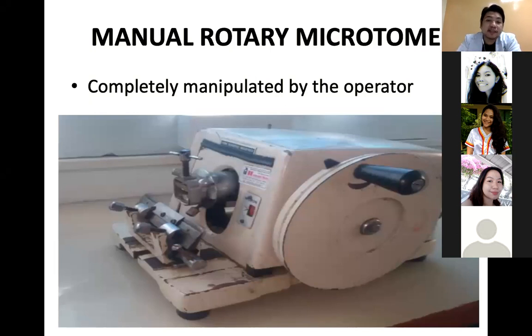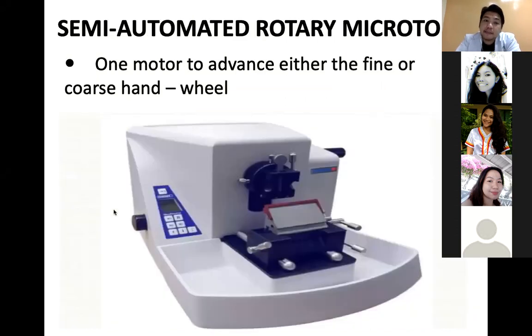Okay, this is completely manipulated by the operator. This is the semi-automated rotary microtome. This microtome we have in SPMC. The semi-automated rotary microtome has one motor to advance either the fine or the coarse hand wheel. So yung one wheel of this microtome is operated by an operator, while the other one moves on its own. So semi-automated siya.